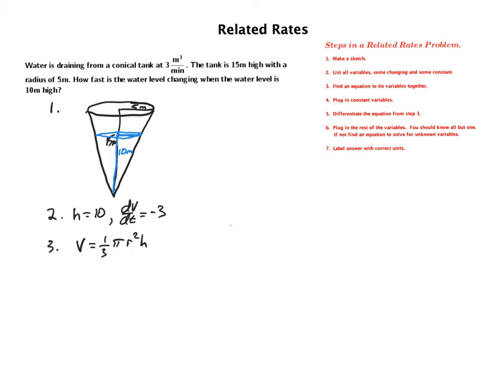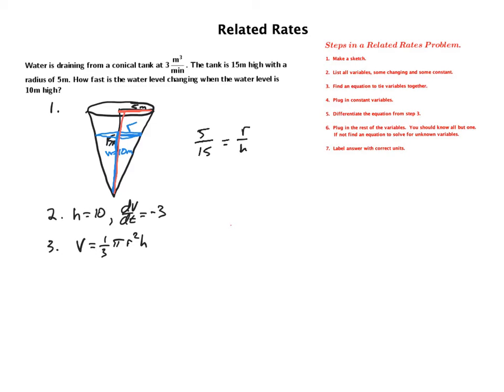So one triangle is formed by the radius and height of the water cone. That's h equals 10, and this is our r. And the other is formed by the radius and height of the tank itself. Those two triangles are similar, and we can write that the radius over the height of the tank is always equal to the radius over the height of the water triangle.